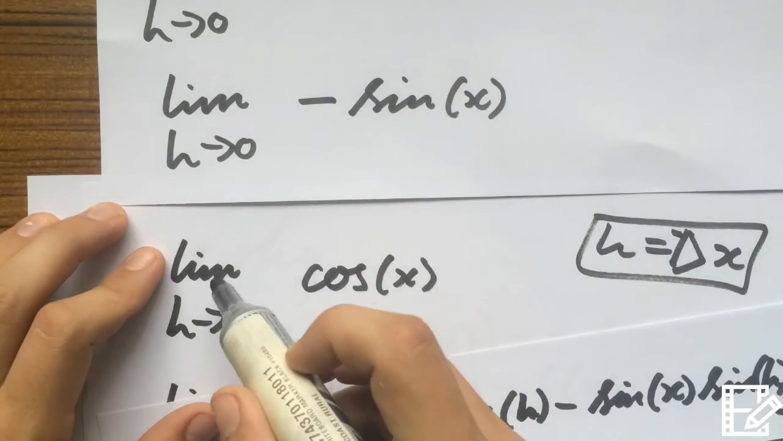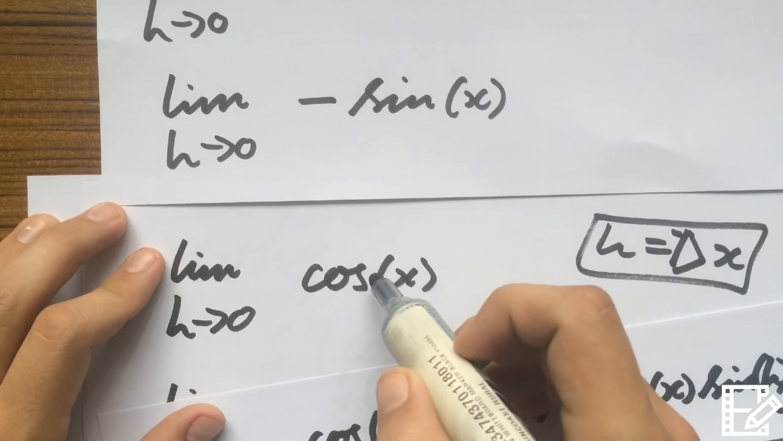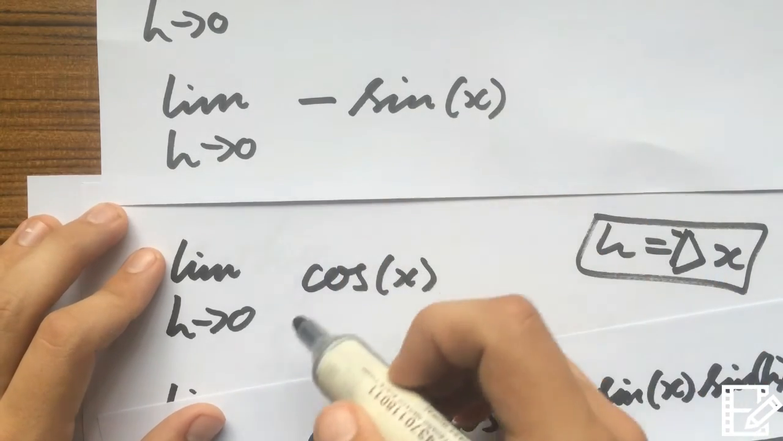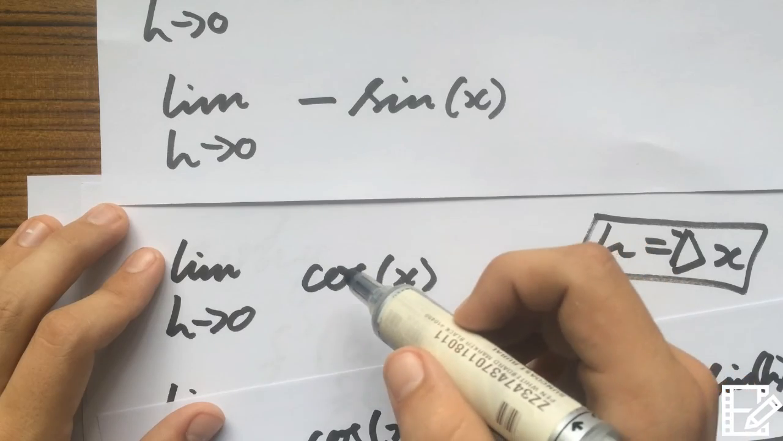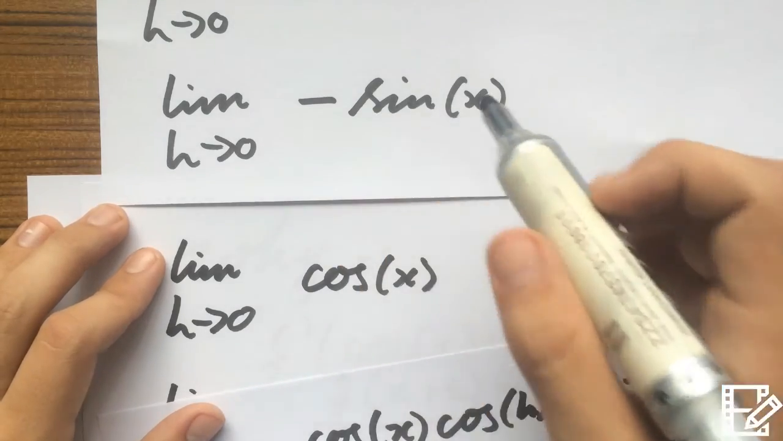And so the limit as h approaches 0 of cos x is negative sin x, which says the derivative of cos x is negative sin x.